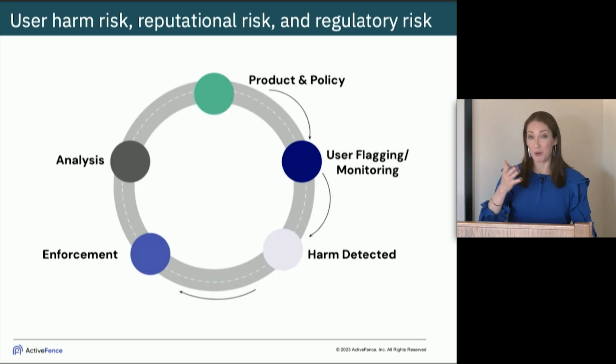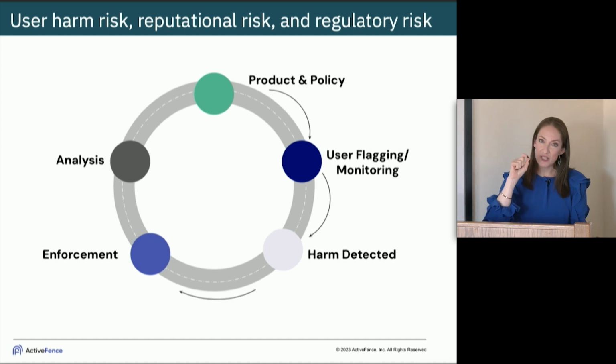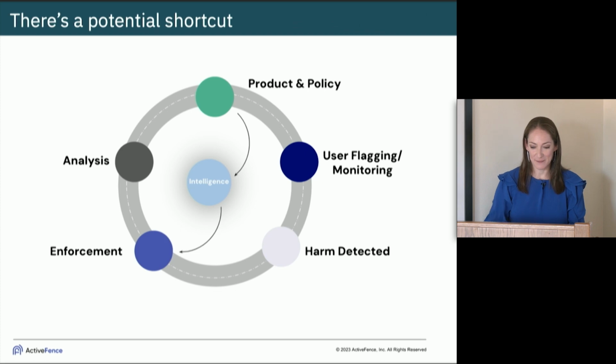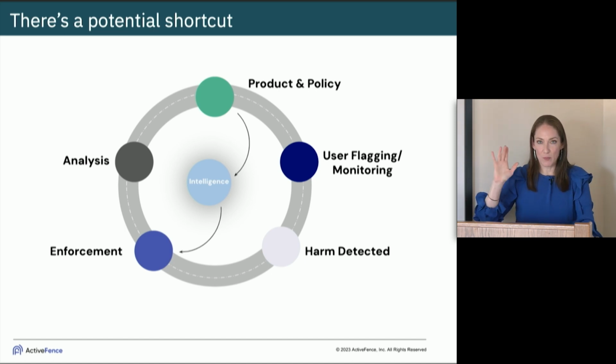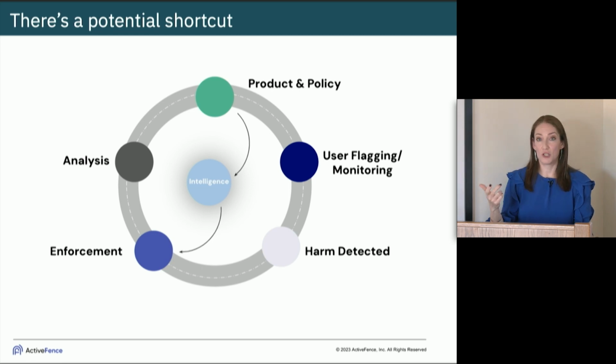What I'm going to propose here is a shortcut that can reduce the time between detection of harmful content and enforcement. And the shortcut is intelligence. Now, we saw that to make really good informed decisions, we need to have more context and more knowledge. Now, intelligence can help us with two aspects.